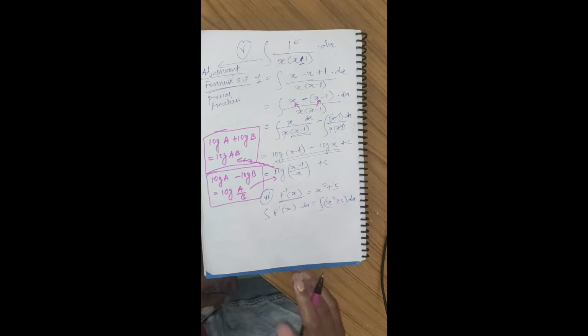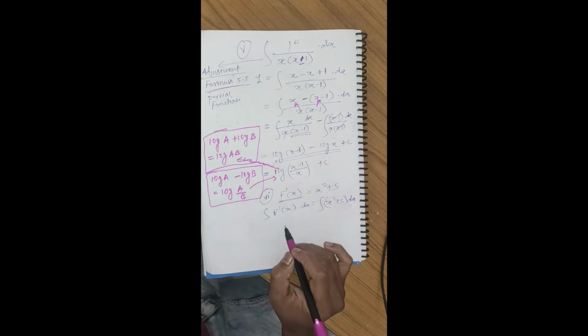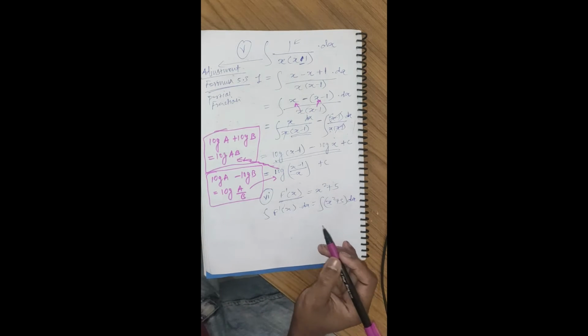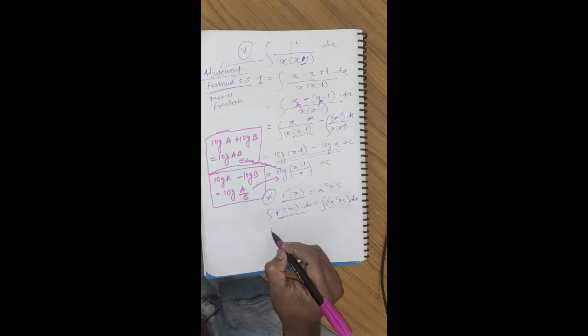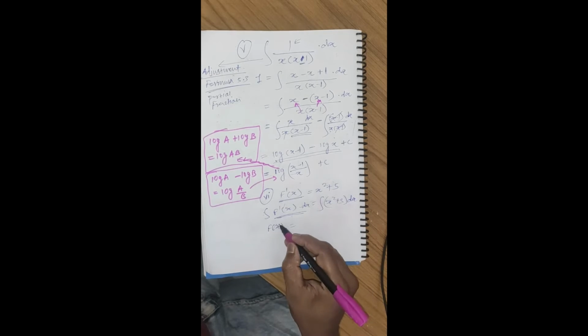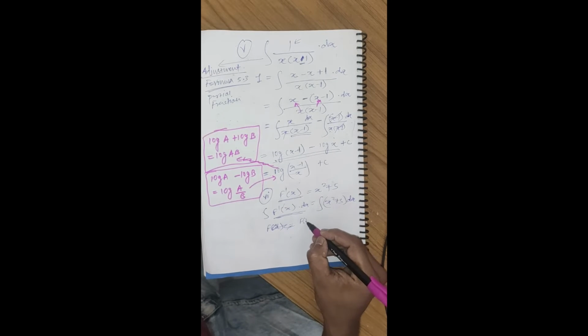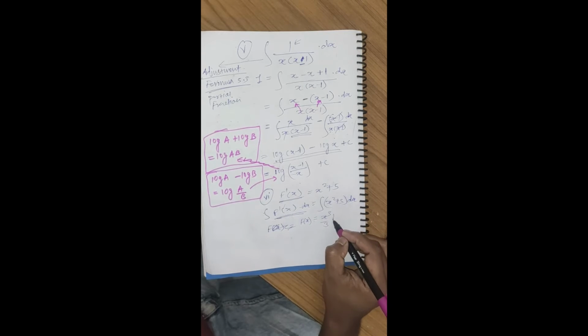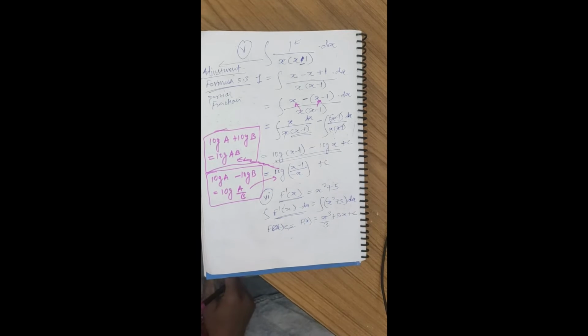Let me adjust this. That's it. So this will become f of x, and you can integrate this part. You should write it over here so that the equal to sign will be one below the other. It looks good. So now, this is x cubed by 3 plus 5x plus c.